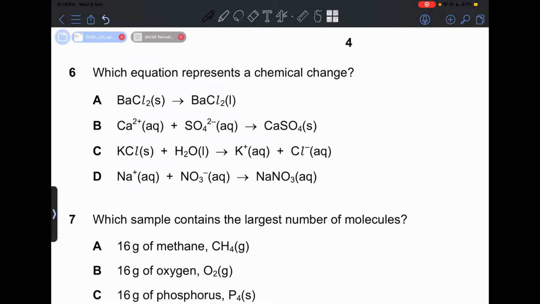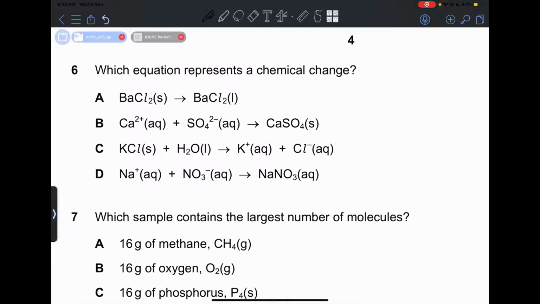B shows us that there was calcium that was aqueous and sulfur oxide, which is also aqueous. It produced a solid calcium sulfur oxide. This is actually a chemical change because they were both aqueous and they produced a solid. And this is a new product as well. So actually our answer is going to be B. Now some people wanted to choose D because it is similar to B. They were both aqueous, but in the end they produced an aqueous product. So this is not a new product.